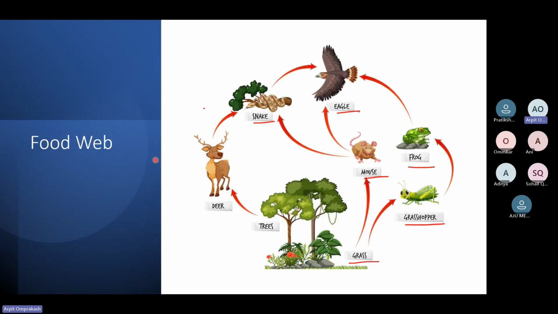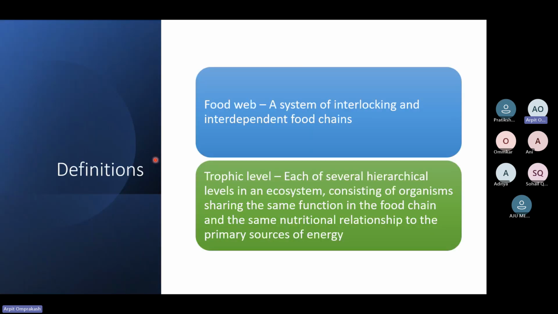When we talked about food webs, a food chain is a single line, but in real life, that is not the case. There are multiple animals that can eat multiple other animals and can be eaten by multiple other animals. Right. So what we have in real life is something called a food web. So it's a system of interlocking and interdependent food chains.